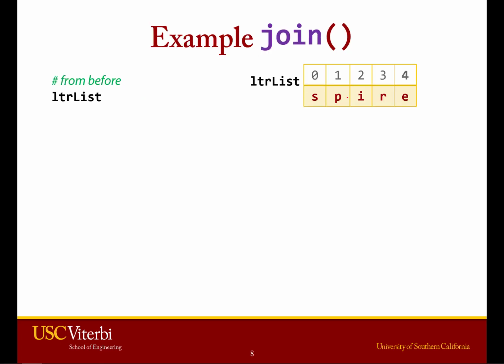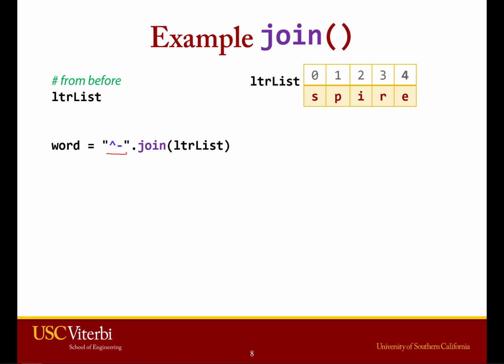So from before, we have letter list. Letter list, again, is a list. It's spire. Now, if I say word equals, and I just put a little symbol in here, this is just a meaningless symbol. It's the little caret and then a dash. So that's in a string. This is a string here.